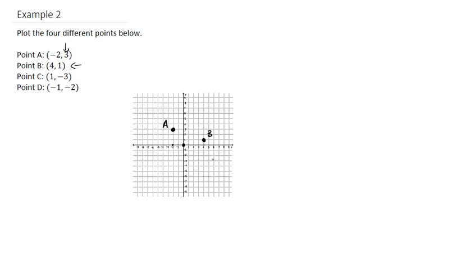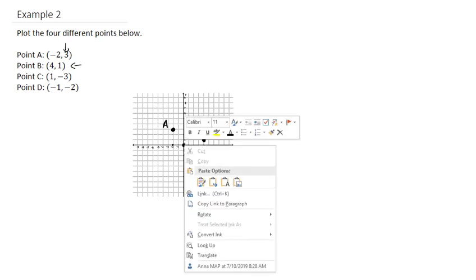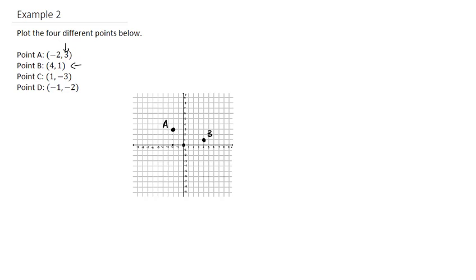Now point C. Once again, we start at the origin. We see we need to start with the x, and so we go over to the right just 1. However, our y is now negative. So when our y is negative, we need to go down. So we go from this 1, and we go down 3. 1, 2, 3. And we go ahead and place a dot right there, and we show it as C.